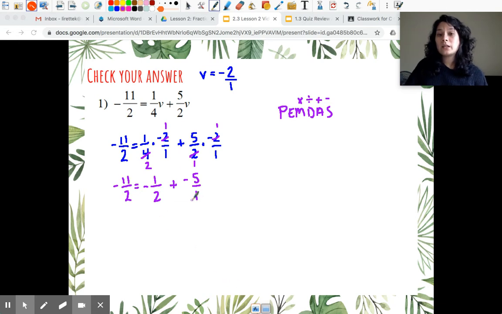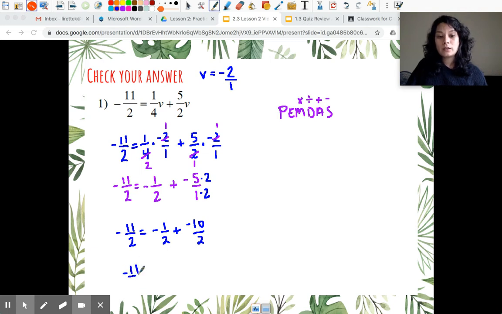And the last thing that I need to do is I need to combine these two fractions. So when we add and subtract fractions, again, we need them to have the same denominator. The nice thing about 2 and 1 is that 1 can become any number we want. We just need to multiply it by 2. So this becomes negative 11/2 equals negative 1/2 plus negative 10 over 2. And now the last thing I need to do is just add these two fractions to see if it matches the number on the left.